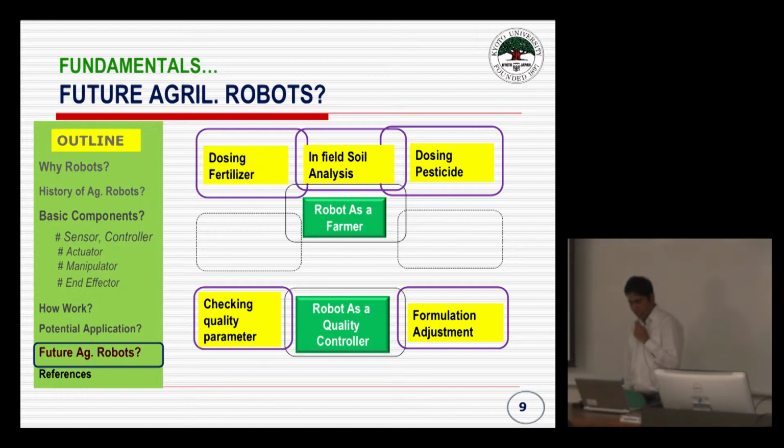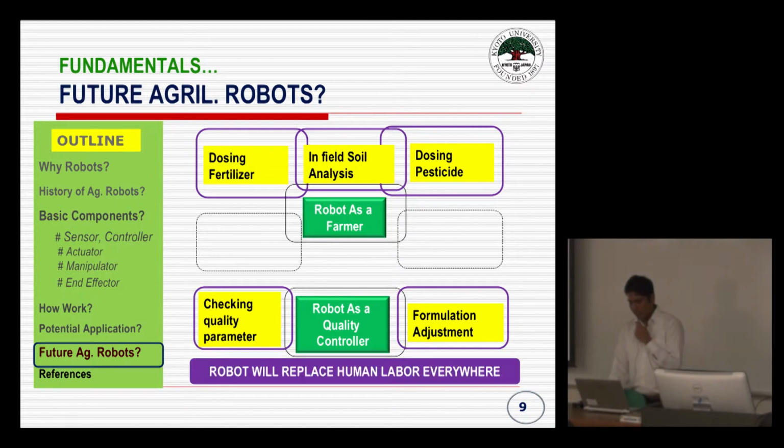And even robots can be used for processing, like a robot as a quality controller that will check the inline quality parameters. Currently, that has been done by humans, that can be replaced by robots in future, and adjust the formulation of the product. Actually, in future, the robot will replace human labor everywhere.